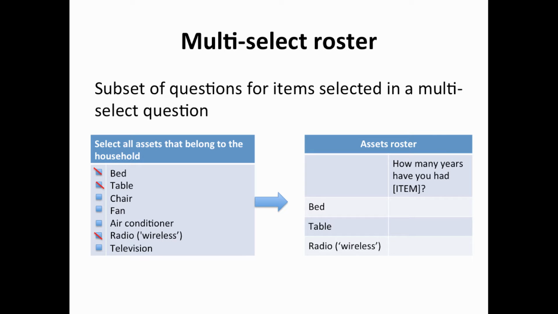A multi-select roster is used when you would like a number of questions to be asked for only the items that have been selected in a multi-select question. For example, you might want to ask the purchase price and length of ownership for various assets a household owns. From the list of all possible assets, you select those owned by the household, and then ask a series of follow-up questions that pertain only to the selected assets.